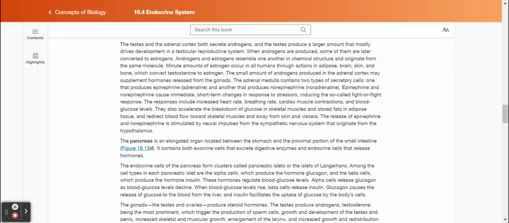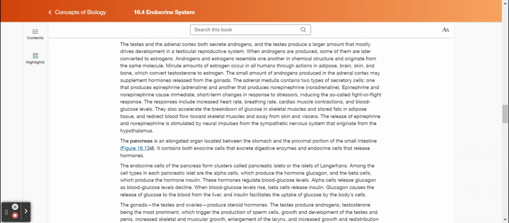The testes and the adrenal cortex both secrete androgens, and the testes produce a larger amount that mostly drives development in a testicular reproductive system. When androgens are produced, some of them are later converted to estrogens. Androgens and estrogens resemble one another in chemical structure and originate from the same molecule. Minute amounts of estrogen occur in all humans through actions in adipose, brain, skin, and bone, which convert testosterone to estrogen. The small amount of androgens produced in the adrenal cortex may supplement hormones released from the gonads.